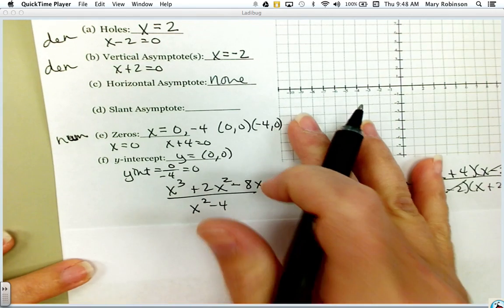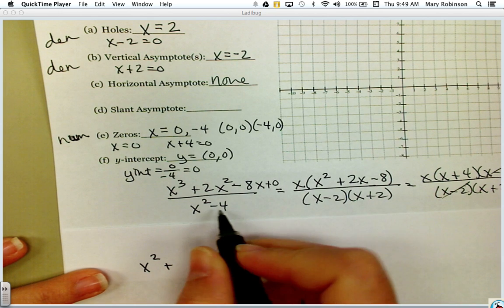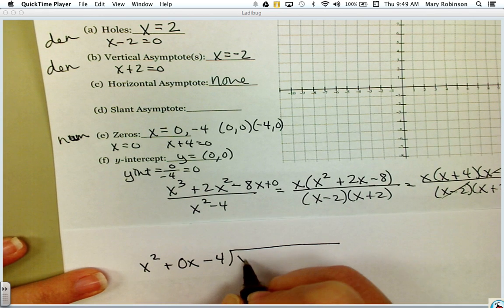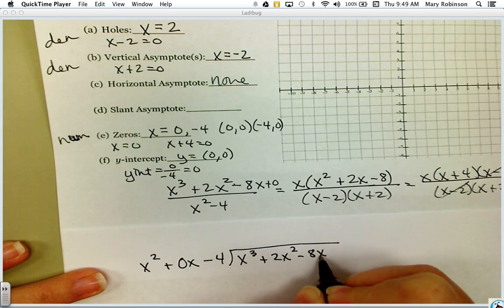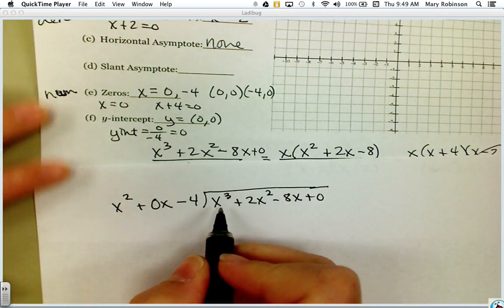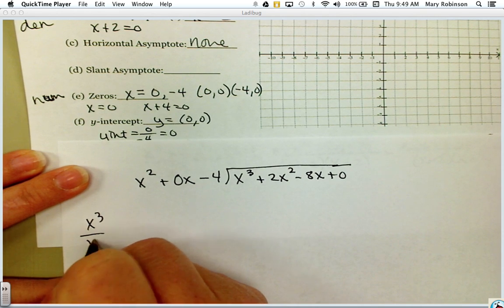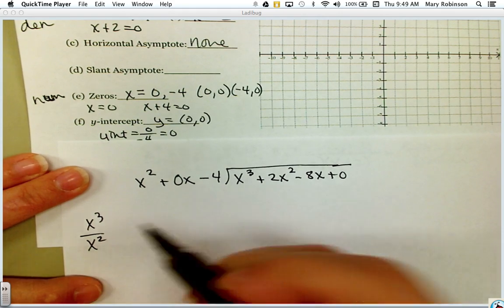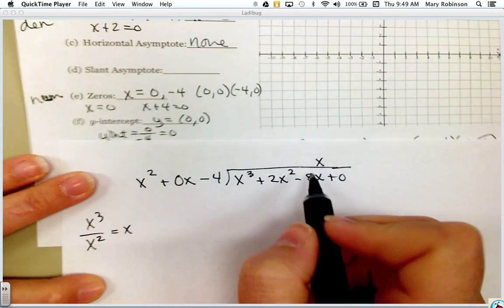So what we want to do is always use our original polynomial, x squared, plus, in this case, we don't have a linear term, so we would need plus 0x minus 4 into x cubed plus 2x squared minus 8x plus 0. So when we divide this, remember we take our leading term in our dividend and divide by the leading term in our divisor. So x cubed divided by x squared is x to the first power. I'm going to line that up over my linear term, and then I'm going to distribute.